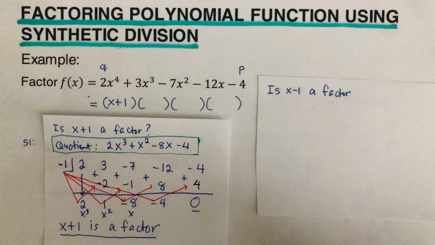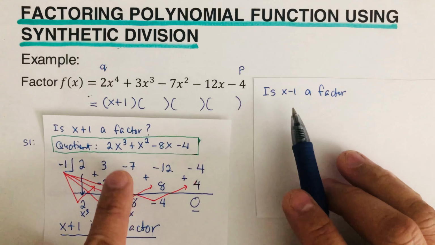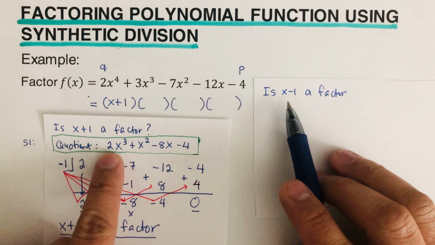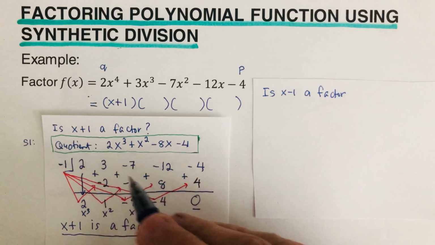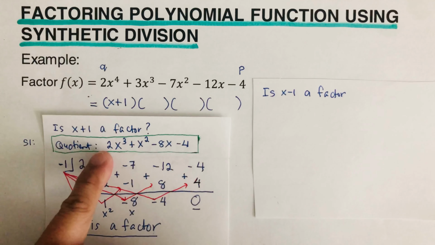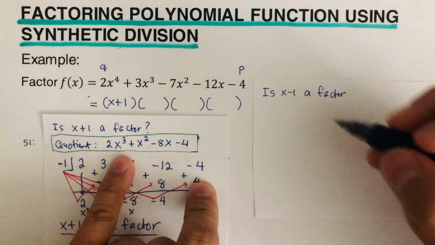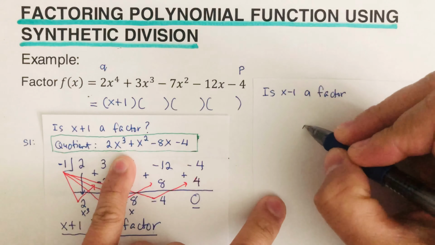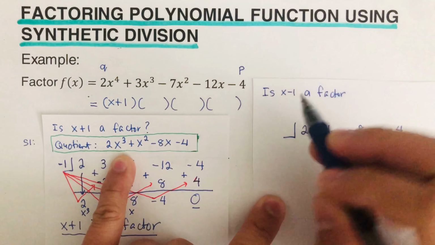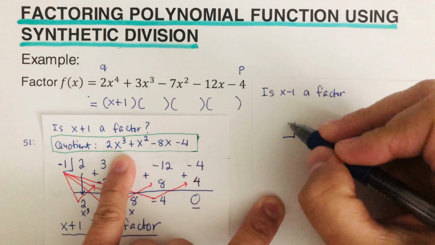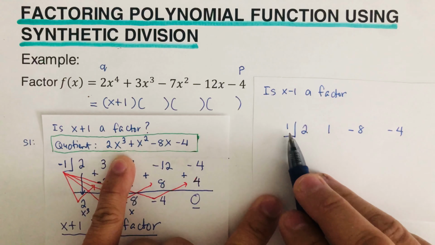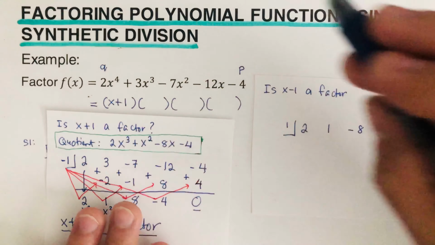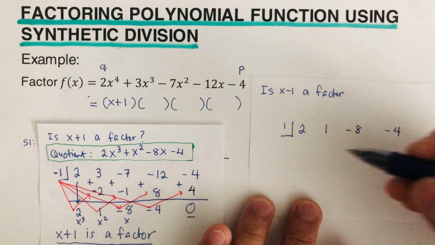Okay, in order that we can test if x minus 1 is a factor, we're going to use synthetic division. So these are the ones that we write. Since we already found out that x plus 1 was a factor, and once we divided it, this was the quotient, we're going to use these coefficients. So that would be 2, 1, and then -8 and -4. And this one shall be divided by a +1, since remember we used the zero product property. And then we will use synthetic division to determine if x minus 1 is a factor.